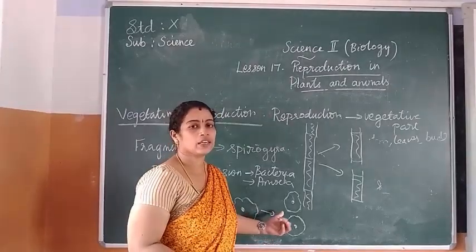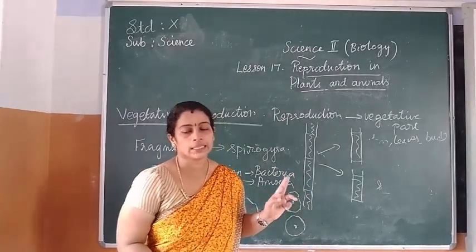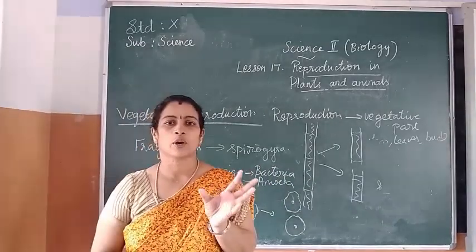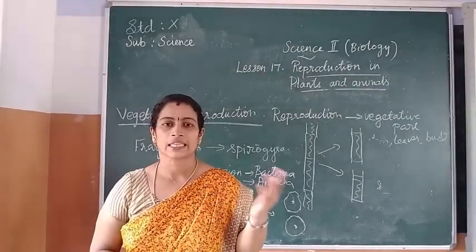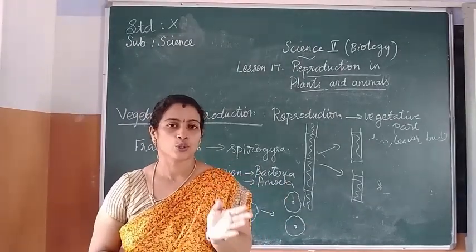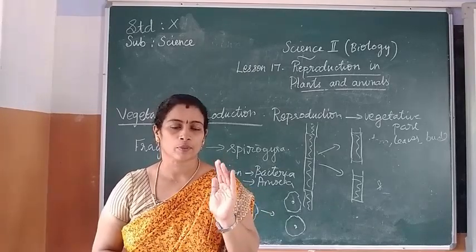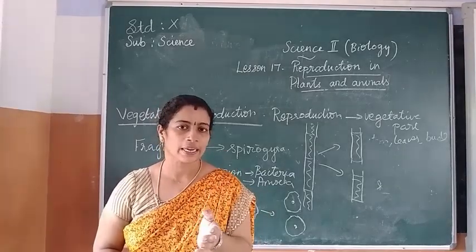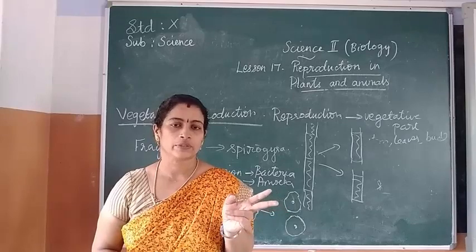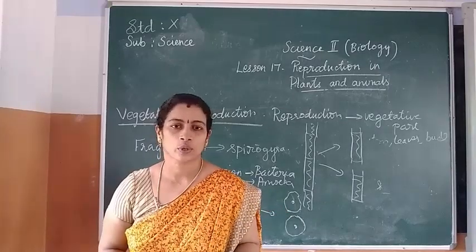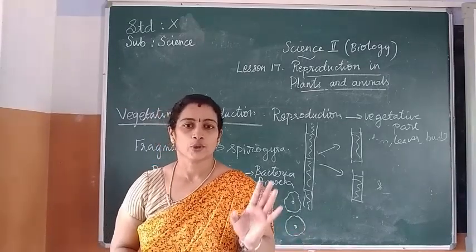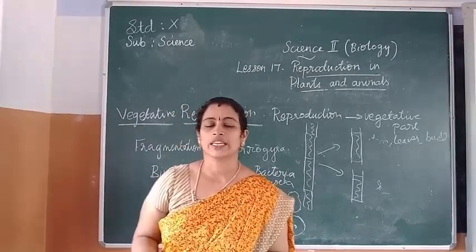In bacteria, the single cell will be divided into two. That is, by the elongation of the cell body, the nucleus will be divided and the cytoplasm will be divided into two, and after that the cell wall also will be divided, and two individuals will be formed. Each will be able to grow separately, individually, into a new organism. The next one is budding.